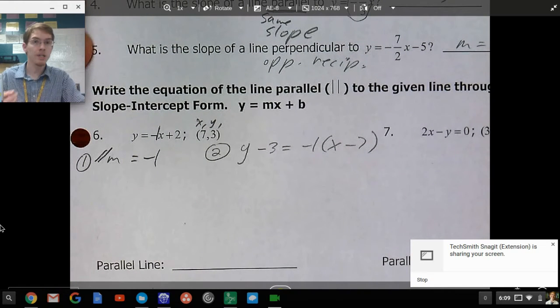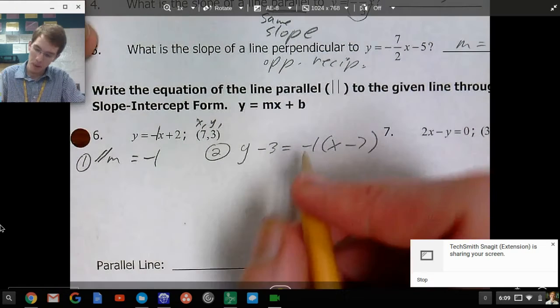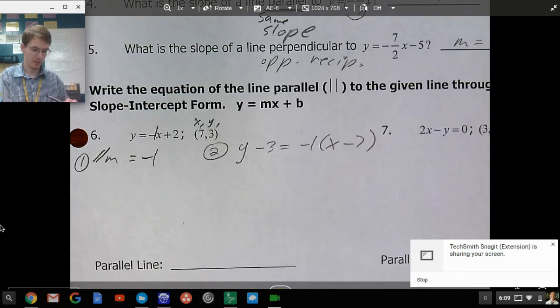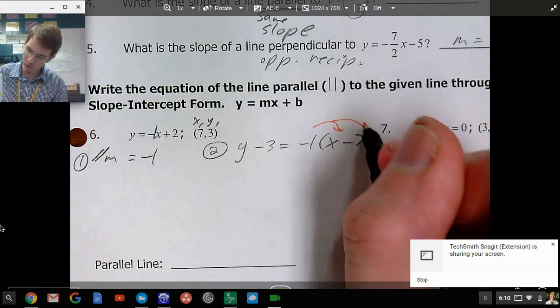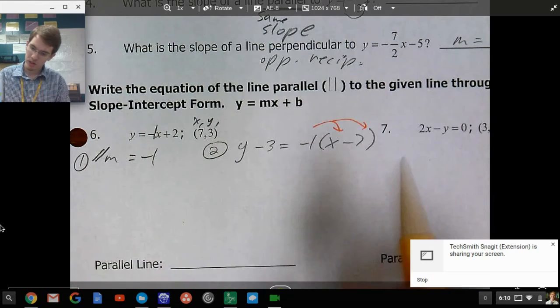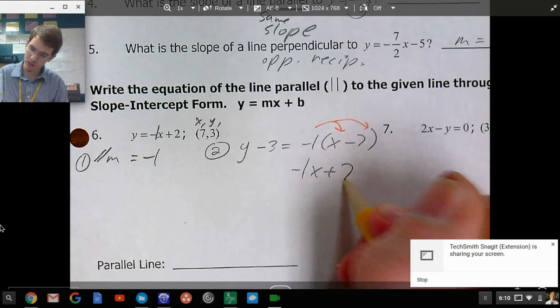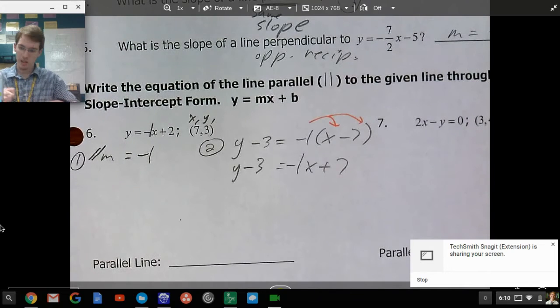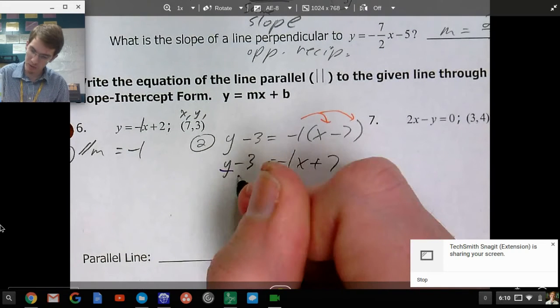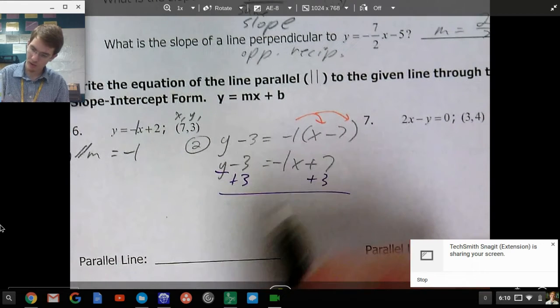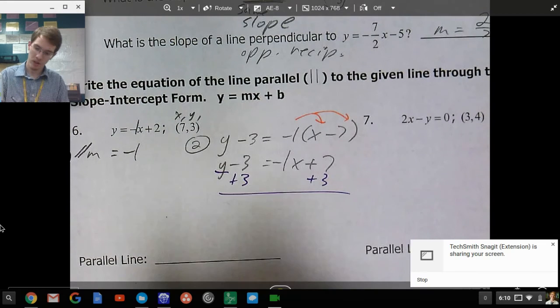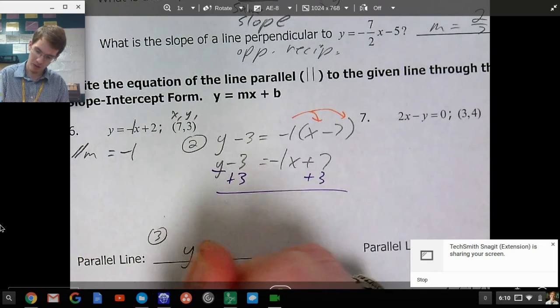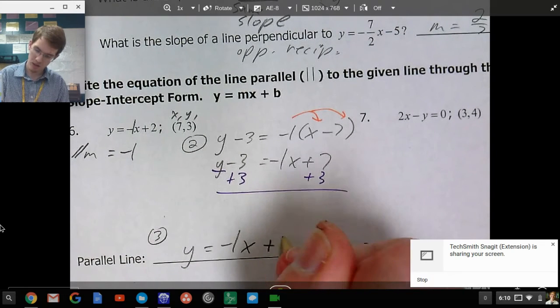And then step 3 is going to actually get the equation. Okay, so we'll distribute these two out. So we'll distribute -1. And so we get -1x plus 7. And then y is not by itself, so we have to do the opposite and add 3. And so our step 3 is our final answer here. Y equals -1x plus 10.